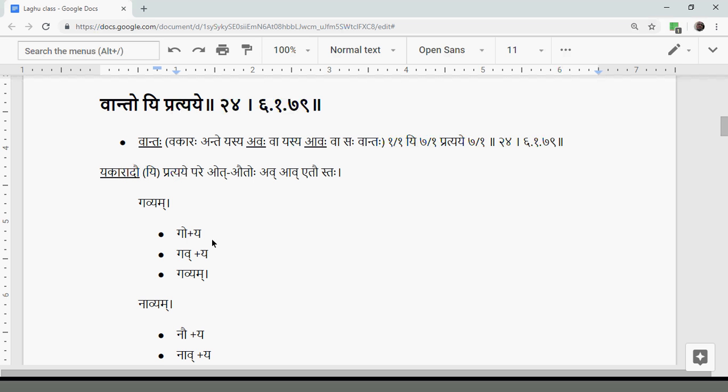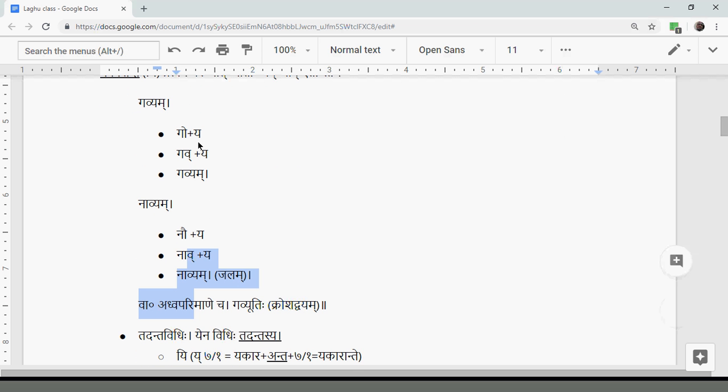So when a Yakaradi pratyaya follows, what will happen? The Vanta Adeshas given in Echo Yavayavaha, Av and Av, are applicable here as well. So for o and au, when they are followed by a Yakaradi pratyaya, they will respectively take Av or Av Adesha. So go plus ya will become gav plus ya, and you will get gavya, and it will decline in the neuter as gavyam. Similarly, nau plus ya will become nav plus ya by Vanta Adesha, and you will get navya, and in the neuter it will decline as navyam in prathama ekavachanam.